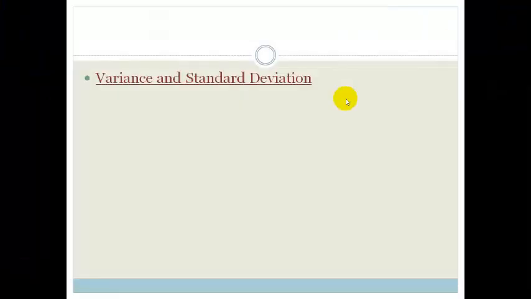Right, grade 11s, I hope you now know and understand what the difference is between variance and standard deviation and how to calculate it. Please make sure you understand, then do some examples, and then the assessment at the end of the section. Have a great day.